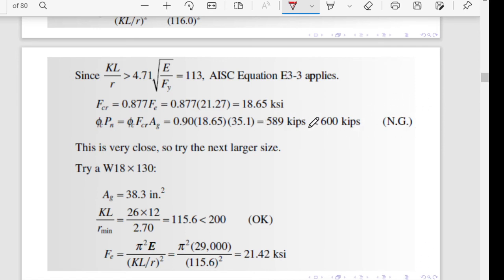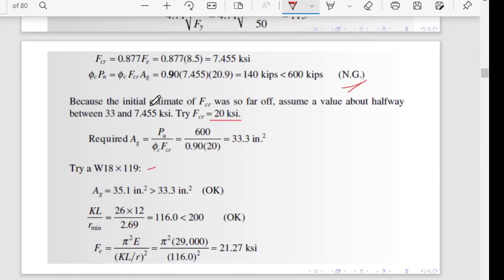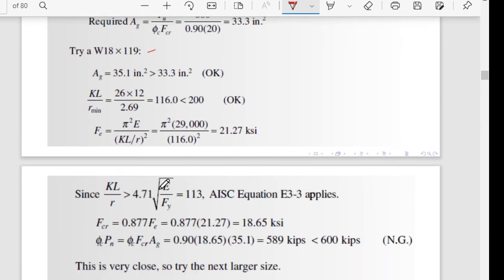Still not good, even though it is close, because it is still less than the factored load, which is the existing or applied load, right? The applied load should not exceed the design strength, the resistance factor times the nominal strength. So, not good. This is very close. So, try the next larger size. What is the next larger size after this W18 by 119?